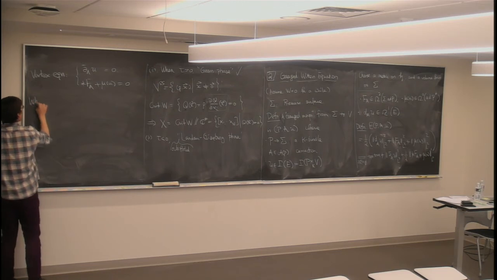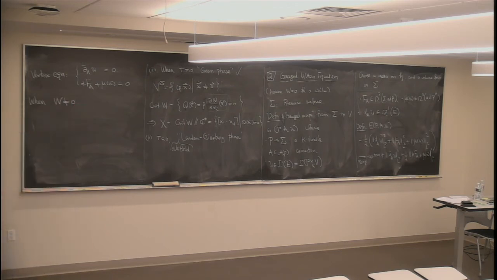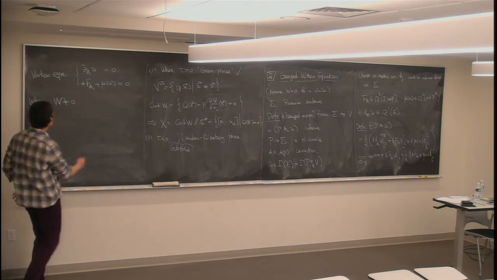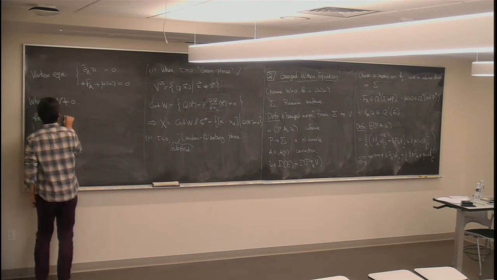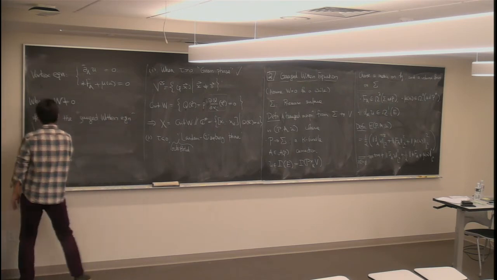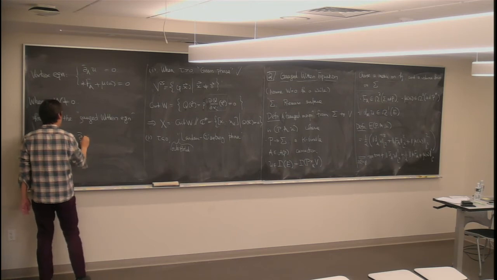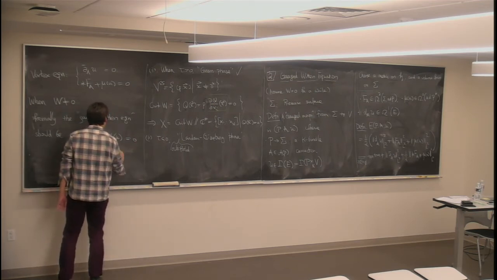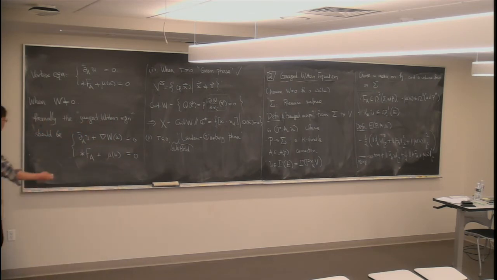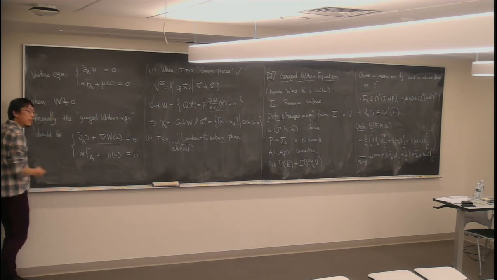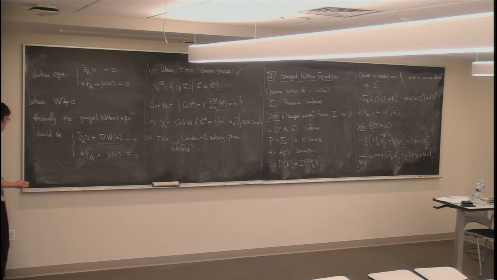In a general situation, when W is a non-zero superpotential, then formally, you would like to modify this equation by adding the term involving W. The Witten equation should be a modification which has an additional zero order term coming from the gradient of the superpotential. However, this term formally, if you want to define it, you have to work a little bit more, and I don't want to go in that direction.